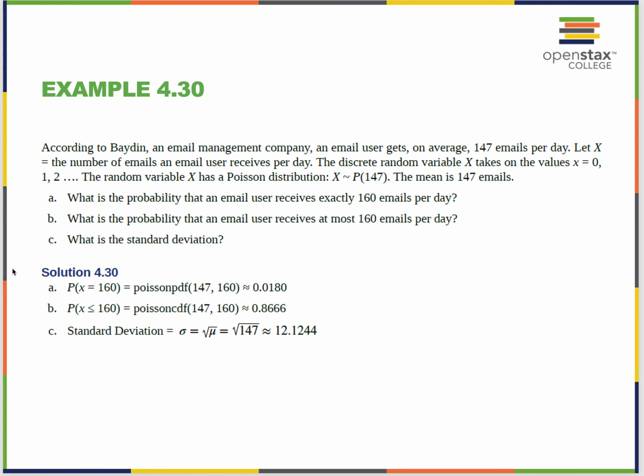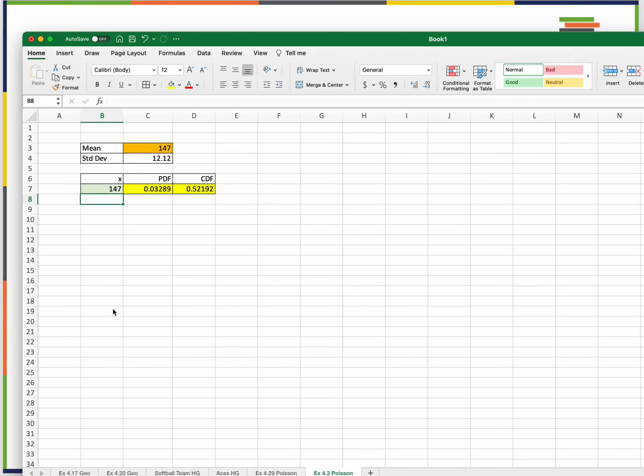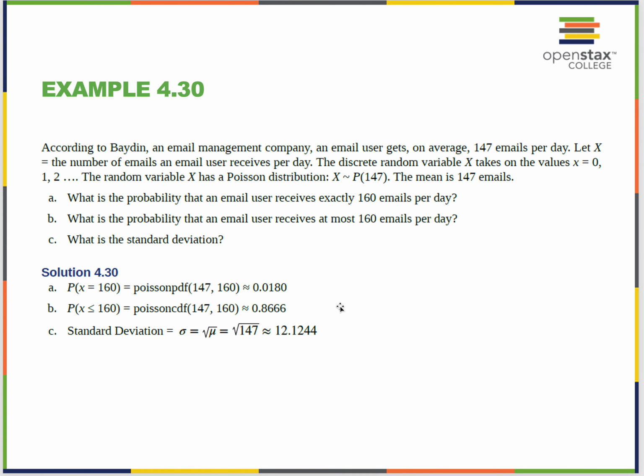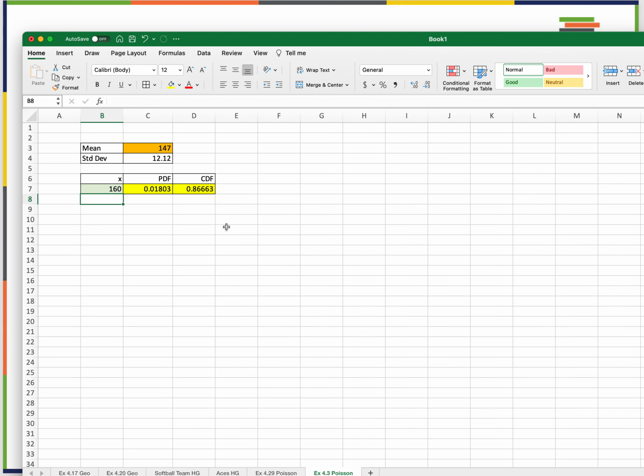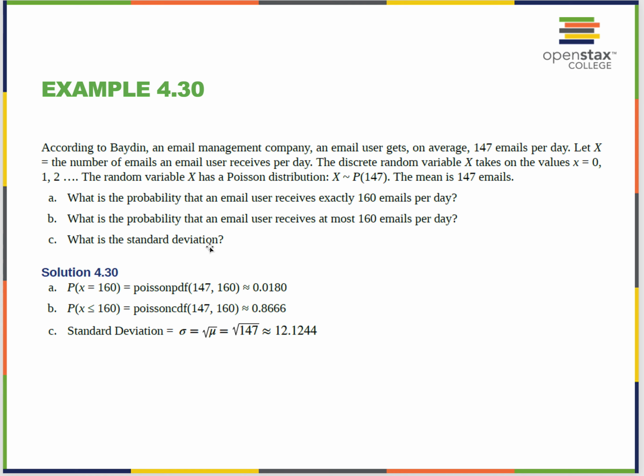So what was the question they were asking? What's the probability of getting exactly 160 or less than 160. So let's put 160 in there. I get 0.0180, I took it to 5 decimal places. And this one is 0.86663. So it's 8666. We get the same thing they get.